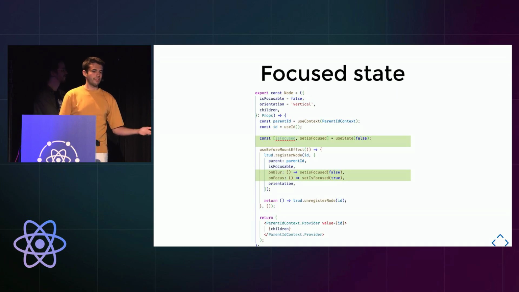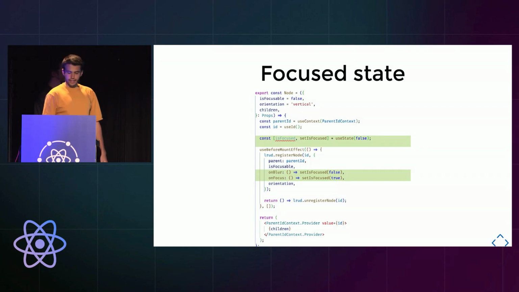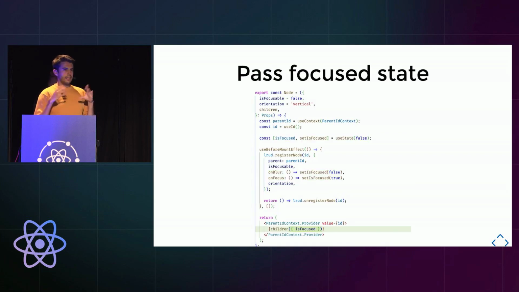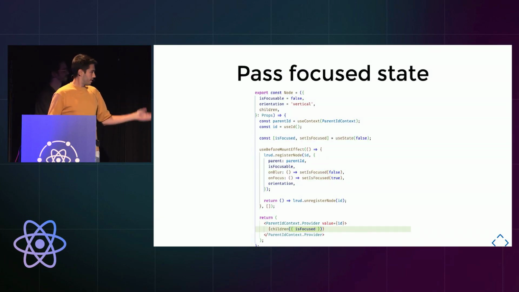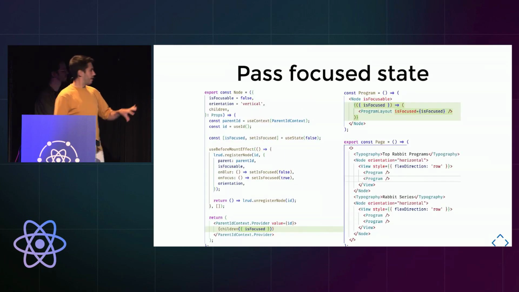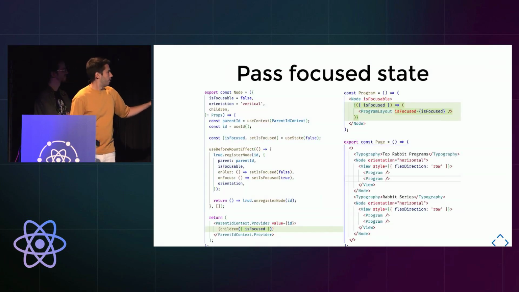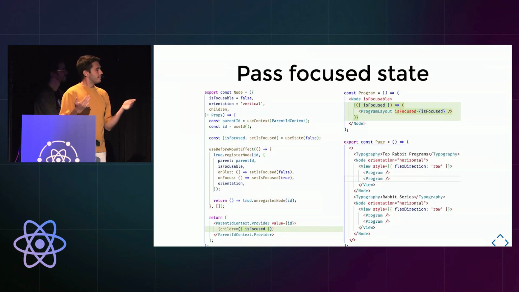So to keep track of the focus state, we can just create a state and update it with the callback that Elleride gives us, the one that Pierre talked about in the beginning. And we pass this information to the children with the child function pattern. So this is what everything would look like. This is how the program receives the focus information and updates the program layout, like show this red border.